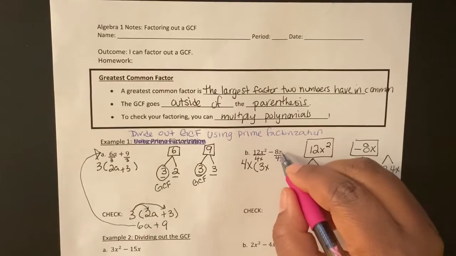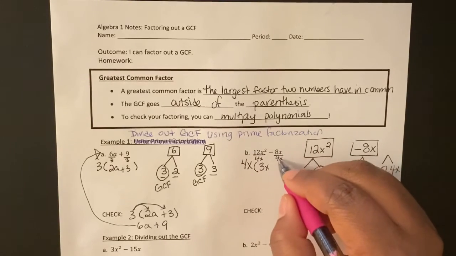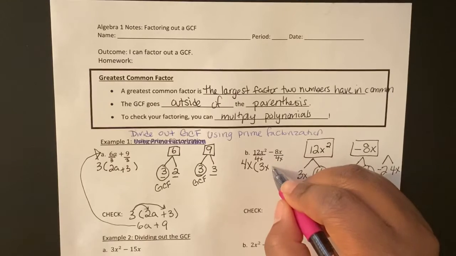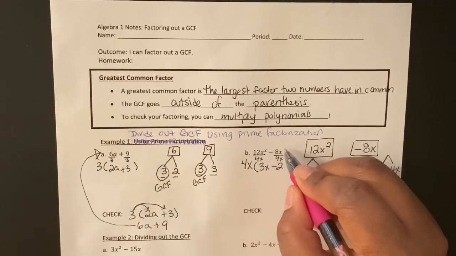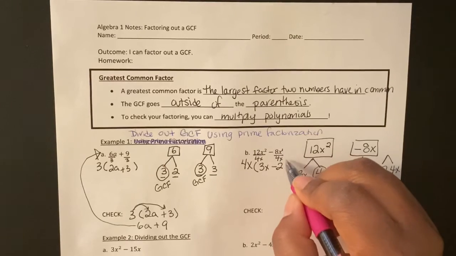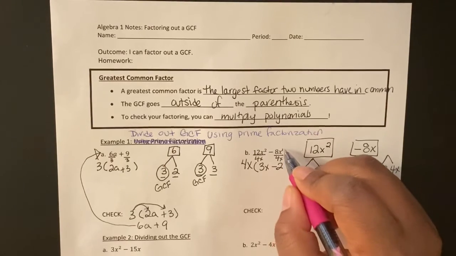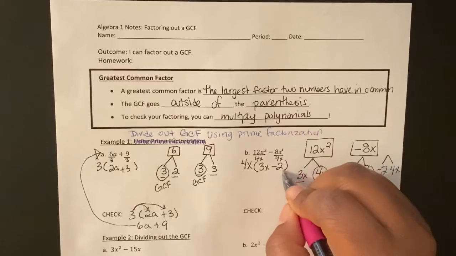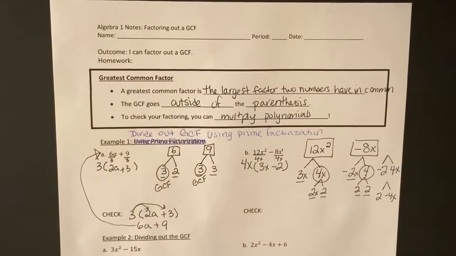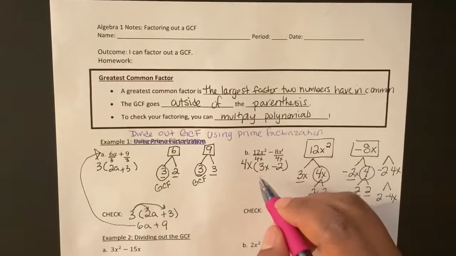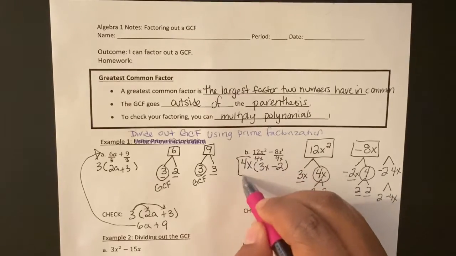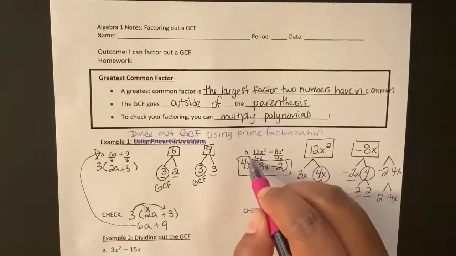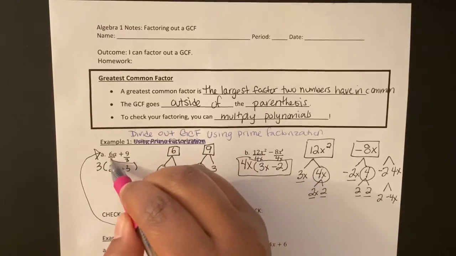And then negative 8x divided by 4x will give us negative 2, because negative 8 divided by 4 is negative 2. X to the first power divided by x to the first power is like saying 1 minus 1, which is 0. So there's no x there. Okay. So now, this is my answer. If I was to factor this, this would be my answer. Just like this was my answer.